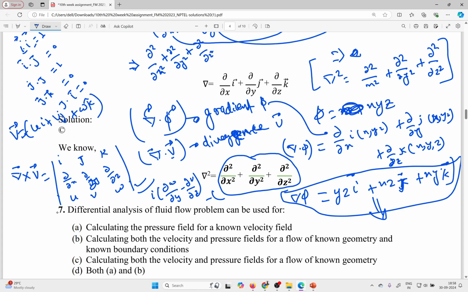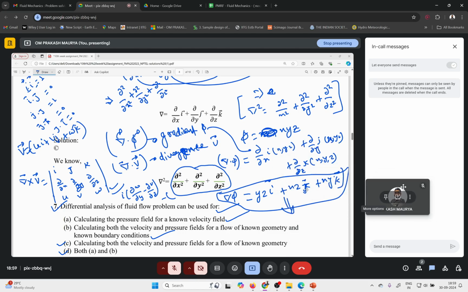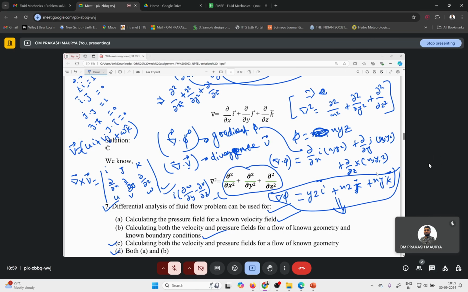Now I'll discuss question number 7. The differential analysis of fluid flow problem can be used for: option A, calculating the pressure field for a known velocity field; option B, calculating both the velocity and pressure field for a flow of known geometry and known boundary conditions; option C, calculating both the velocity and pressure field for a flow of known geometry; option D, both A and B. So here is the question. I'll take a 5-minute break so students can think about it, and then I'll discuss after the break.